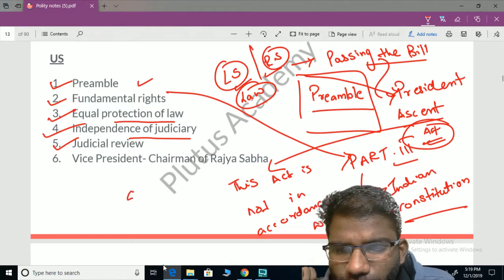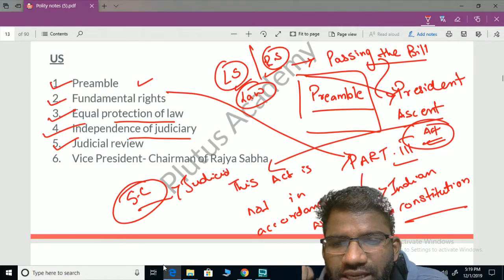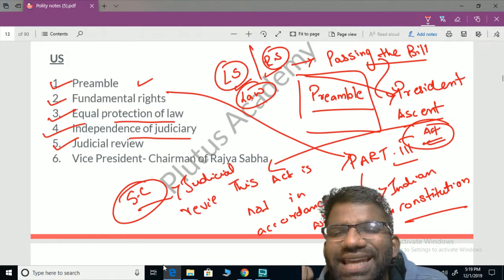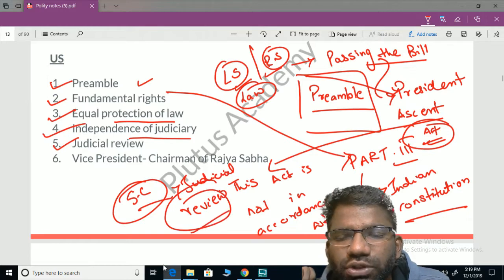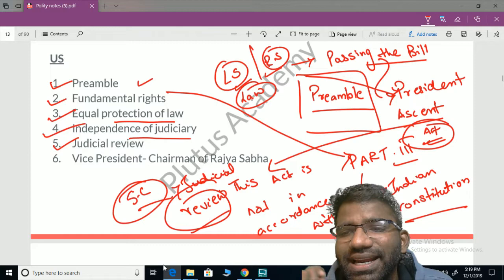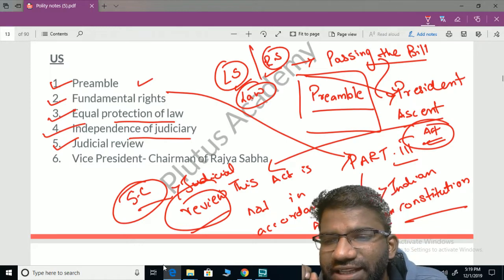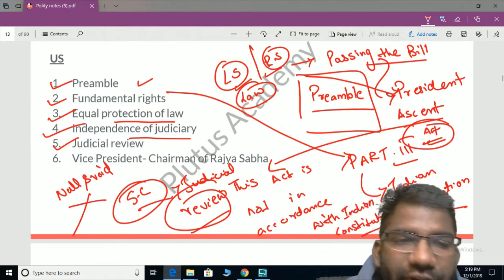then the Supreme Court can order for judicial review. That means they will review this entire act. And if it is found that this act is not in accordance with the Constitution, then they will declare this act null and void. Null and void means this act will not be relevant anymore.